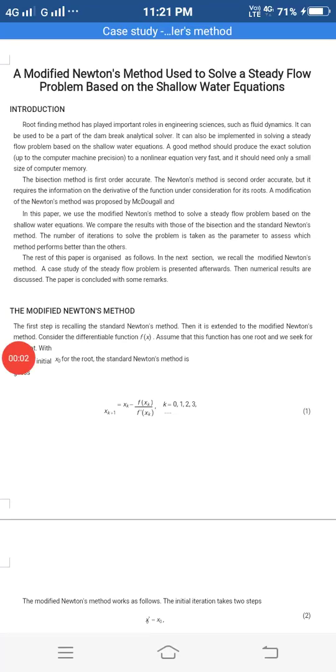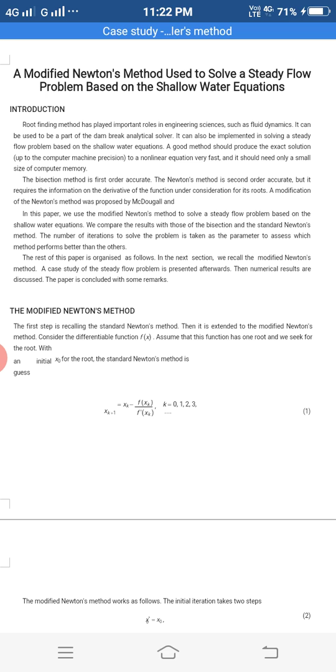Good morning. Here we see the case study on a modified Newton's method used to solve a steady flow problem based on the shallow water equations. Introduction. Root finding methods play important roles in engineering sciences such as fluid dynamics. It can be used as a part of the dam break analytic solver. It can also be implemented in solving a steady flow problem based on the shallow water equations.